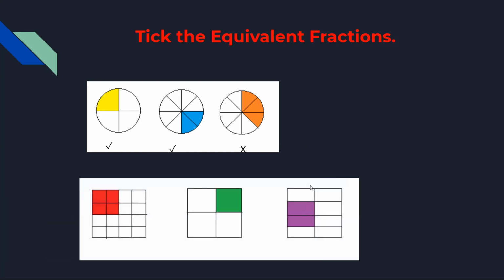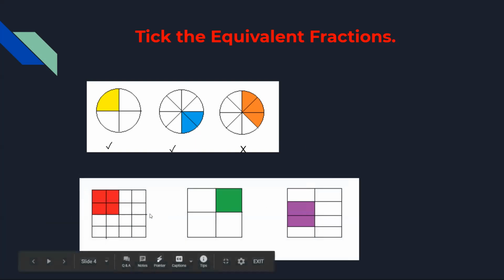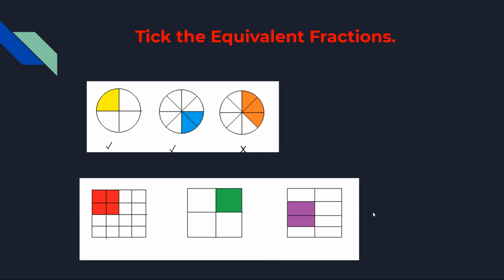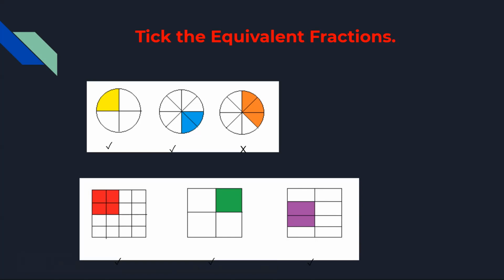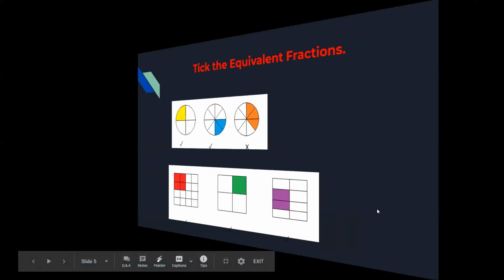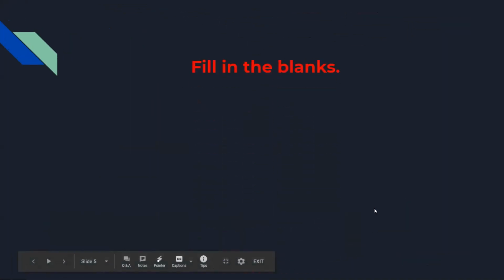The next example is here. You can see the shaded part of these three figures. From these three fractions, we come to know that the shaded part is equal. So we can say that these three fractions are equivalent fractions. If we see only the shaded part, we will come to know whether the fractions are equivalent or not. Let us take some examples to understand it better.